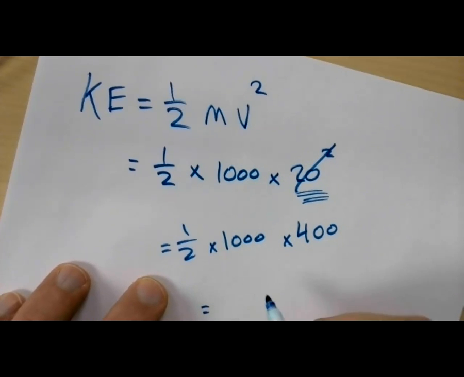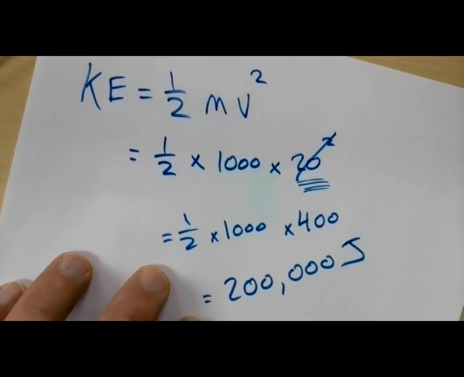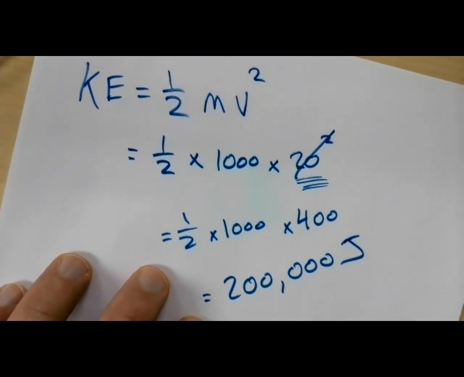And what you should end up with is an answer of 200,000 joules. Okay, let's put that J on there for joules. And guys, you're going to get some big numbers for kinetic energy. Objects can have a lot of kinetic energy, and that's just perfectly fine.